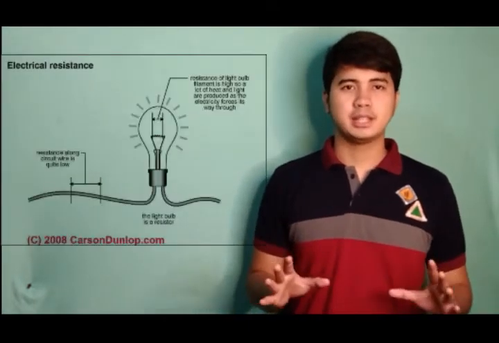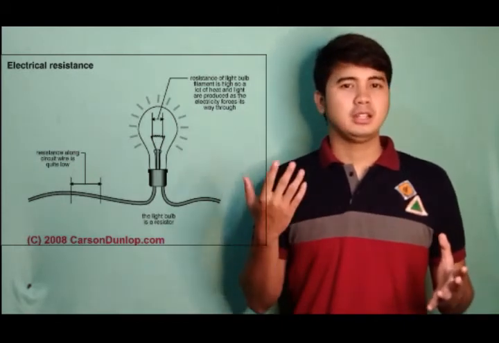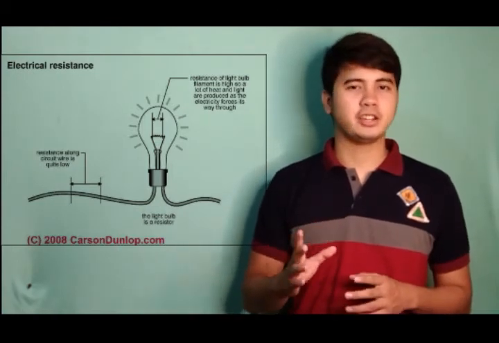Lastly, the resistance. It restricts the flow of current. The unit of resistance is ohm. So the more resistance, the less current flow.